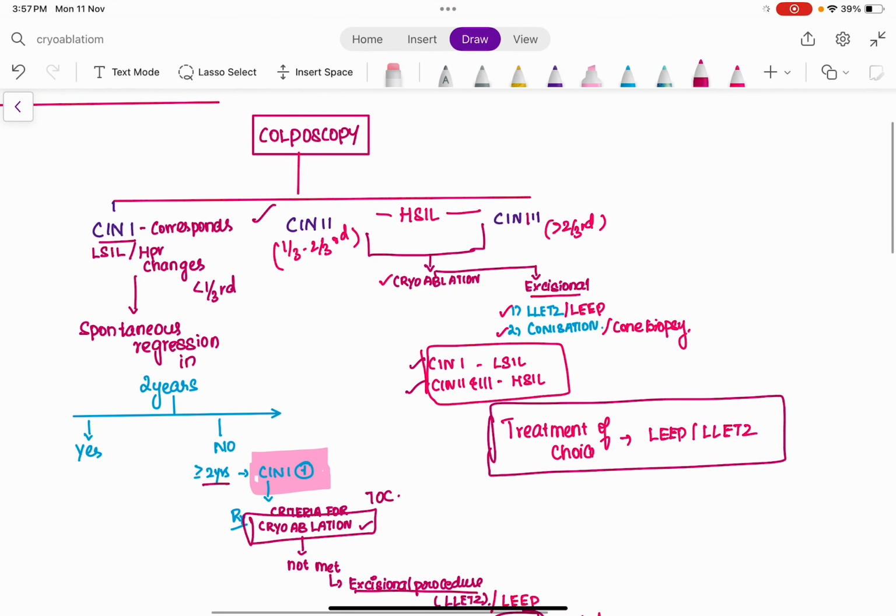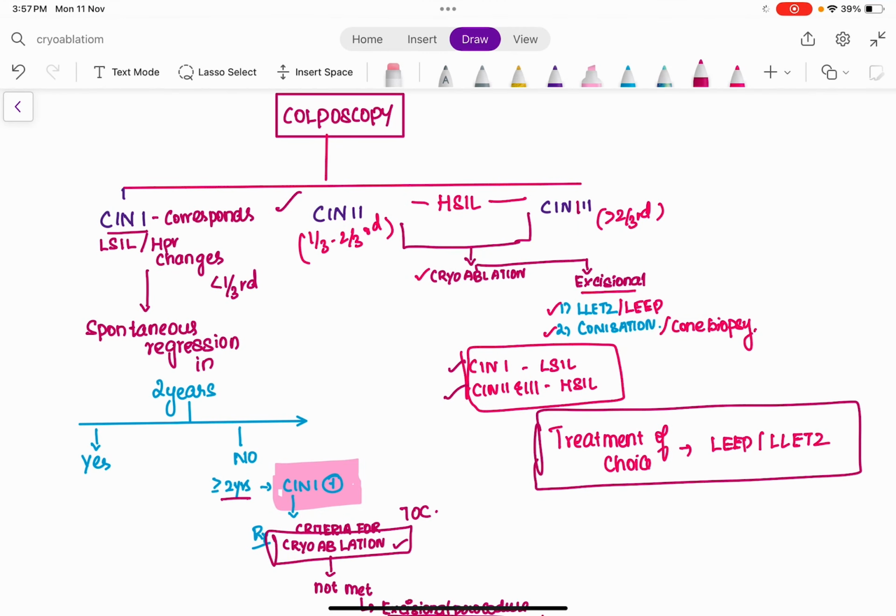So this is all about the algorithm available to us. Based on the reports of colposcopy, the treatment will be decided. For CIN1, the treatment is cryoablation if the criteria are fulfilled. If the criteria are not fulfilled for cryoablation, do excisional procedures such as LLETZ or LEEP. For CIN2 and 3, the treatment of choice is loop electrosurgical excisional procedure or LLETZ, or else you can also perform conization, or if the criteria are fulfilled for cryoablation, you can do cryoablation as well. Is that clear? So as of now, we have discussed the treatment options for cervical intraepithelial neoplasia.